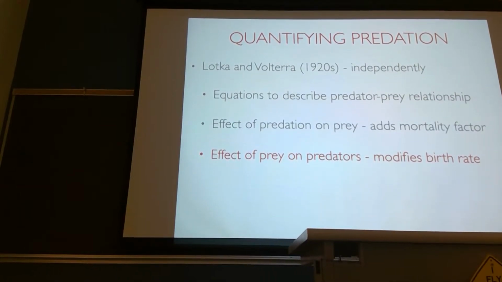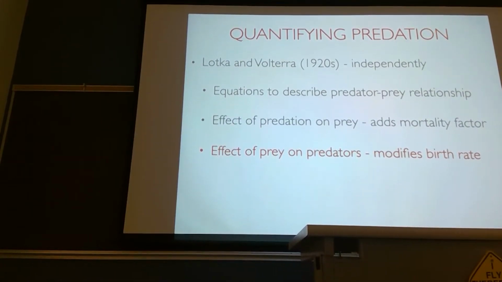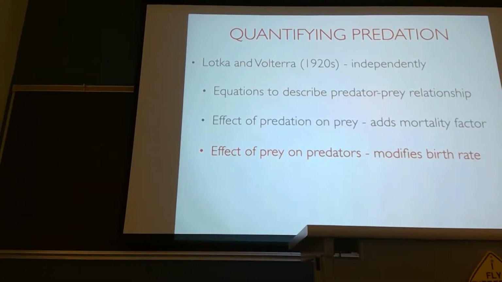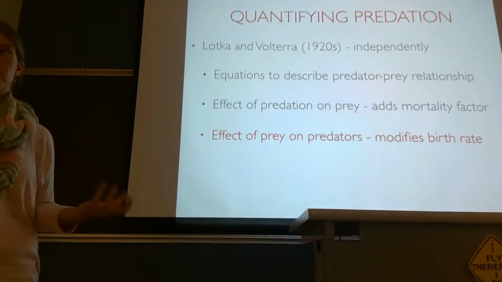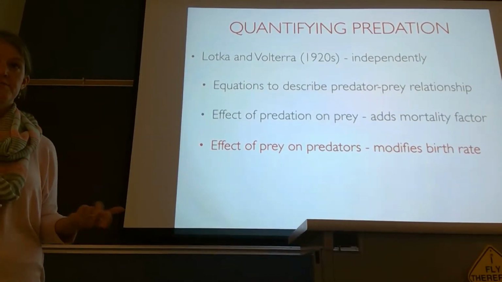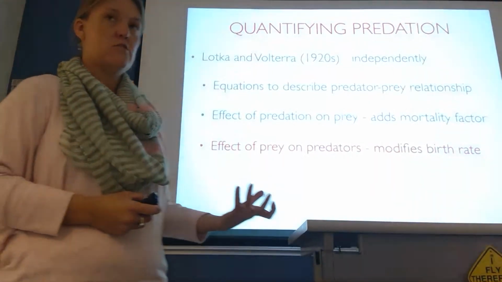Prey items increase their birth rate. Okay? Prey items provide food, resources, nutrition to predators. And because the predator has more food, it can devote more energy to reproduction. And so it changes their birth rate, makes it more positive. The more prey, the more food resources, the more babies you can have.